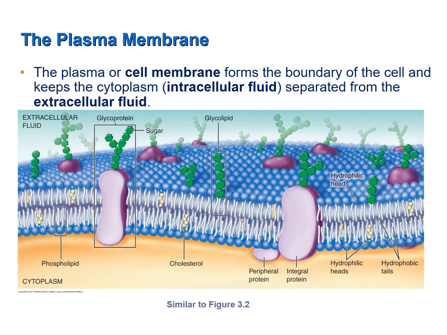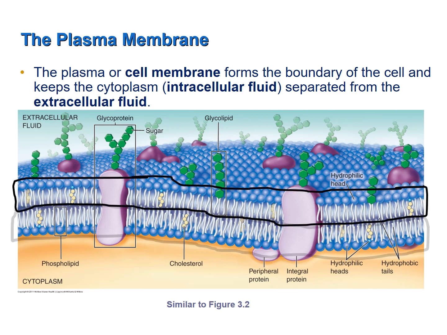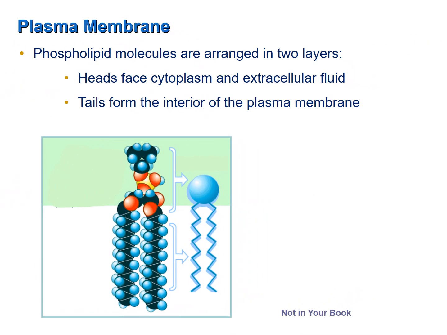If you look at the structure of the plasma membrane, you'll notice that it basically consists of two layers of phospholipids. It is often described as a phospholipid bilayer. Since the plasma membrane is composed mainly of two layers of phospholipids, let's briefly review the structure of a phospholipid.